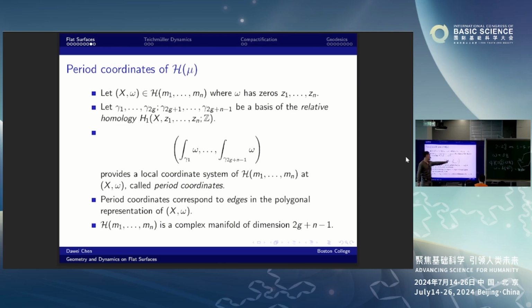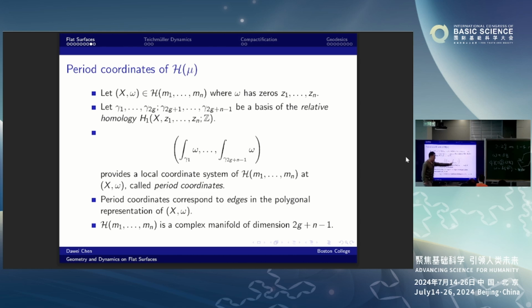So this is a holomorphic form. These are paths, so I can integrate. These are called period coordinates for this moduli space. I'm going to explain why these are local coordinates, but if you believe they are, as a consequence this moduli space can be viewed as a complex manifold with dimension given by 2g plus n minus 1. That's what I wrote on the bottom line here.